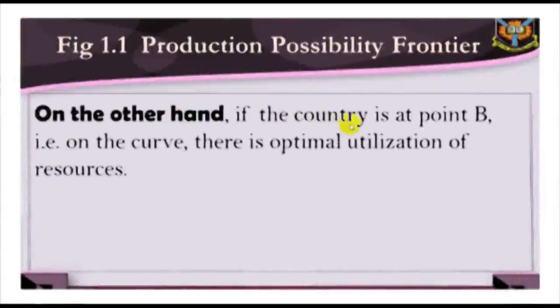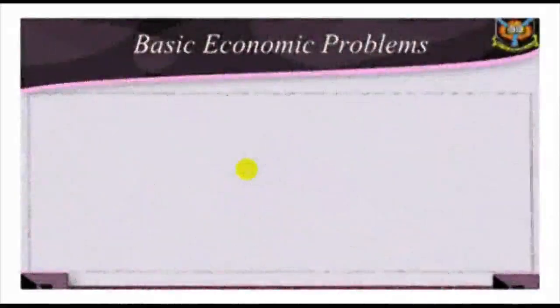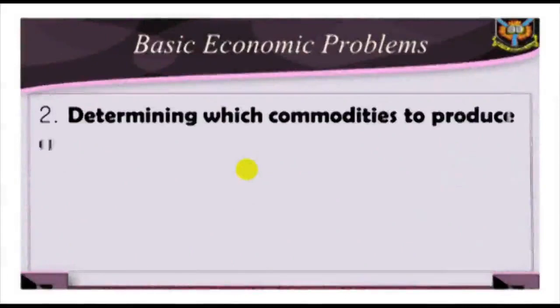However, it is a point of fact that most economies are inside their production possibility frontier. This is why we have unemployment problem in all economies of the world. It is the responsibility of economists to find how these problems can be solved. 2. Determining which commodities to produce and in what quantities.